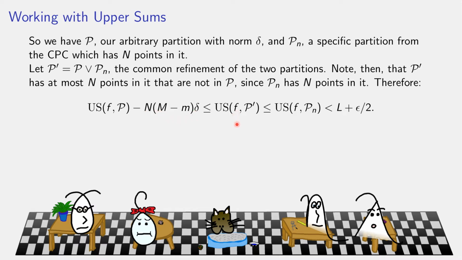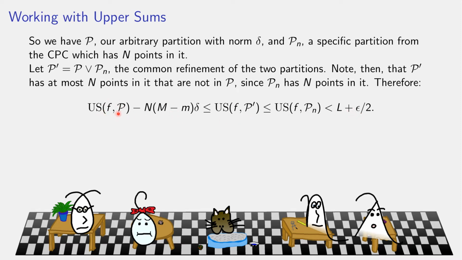I also know that P prime is a refinement of Pn, so I get this. Also, Pn was chosen so that the upper sum was within distance epsilon over 2 of L. So Pn was chosen to be within epsilon over 2 of L. P prime is a refinement of Pn. And P prime has at most capital N points different than P, so its upper sum could only be off by this much.